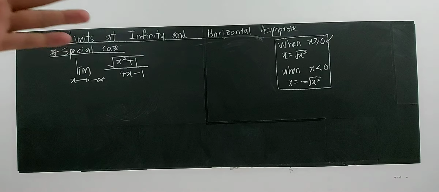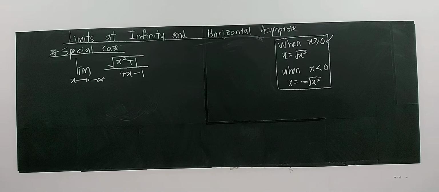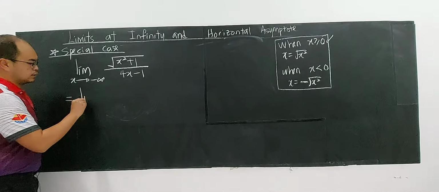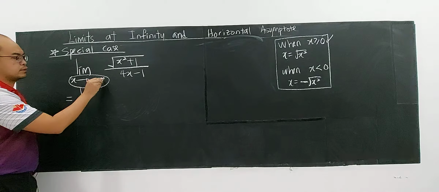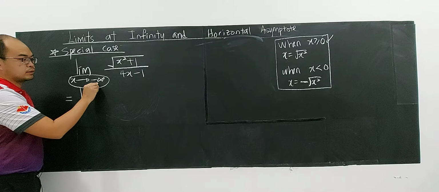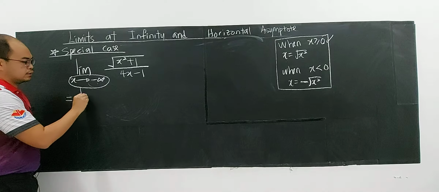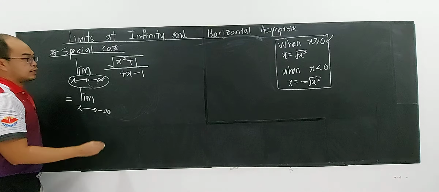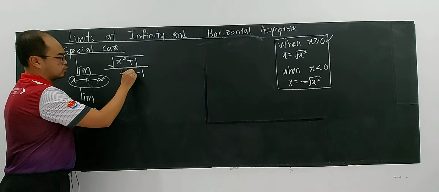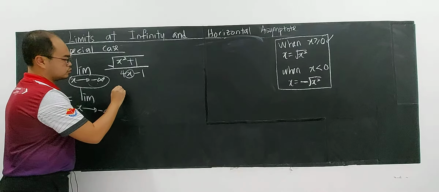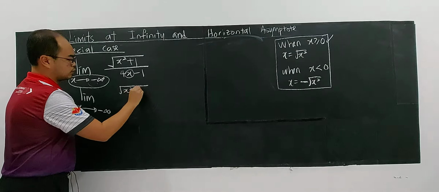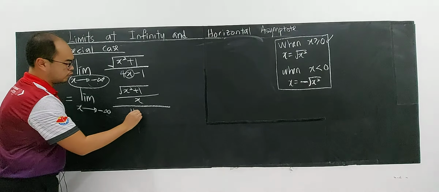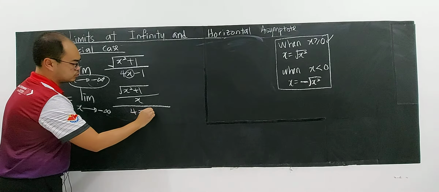Alright, I'm going to explain again how to deal with this type of problem. The easiest way is first, you see this is positive infinity. If this is negative infinity, the choice will be different. So as x approaches negative infinity, you divide up and down by x: the square root of x squared plus 1 divided by x, and here you also have 4x minus 1 divided by x.